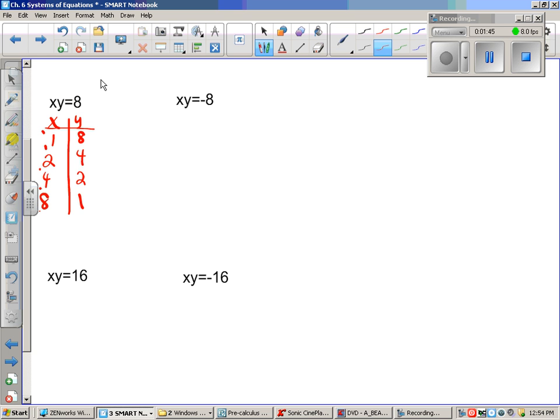So if I was to graph that, we'd have the point 1, 8. You'd have the point 2, 4. You'd have the point 4, 2, and you'd have the point 8, 1. And so maybe it's not quite so obvious. If I did the fractions, it certainly would be. But you would see somewhat of an arc to it on that side.